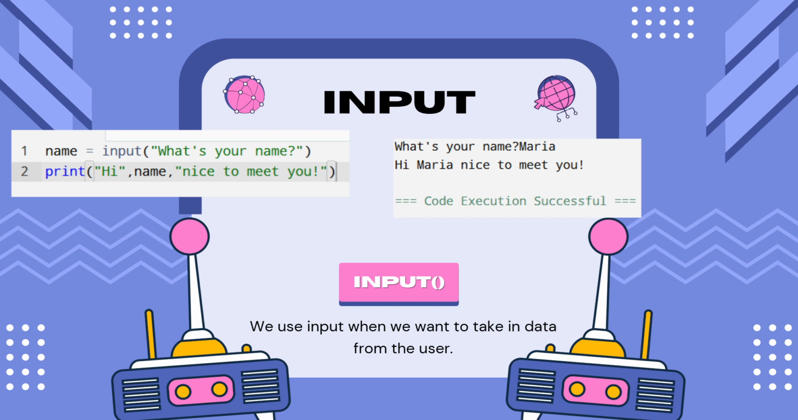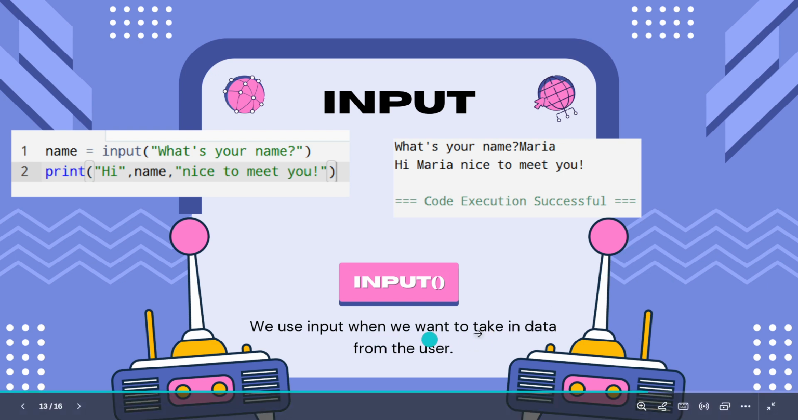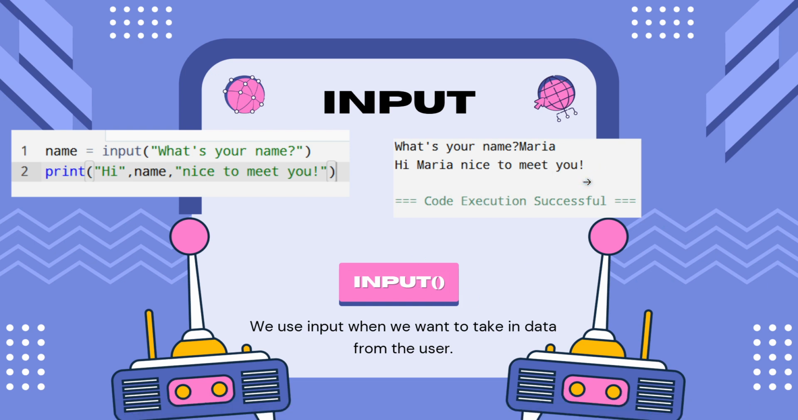Now we are going to learn about inputs. We use input when we want to take in data from the user. So for example, I want to find out the user's name and then say, "Hi, name, nice to meet you." So you can name the variable whatever you want, but it is mostly recommended to name it related to something that you are doing so that you can remember the variables. Sometimes we use a lot of variables, so it's best not to get confused.